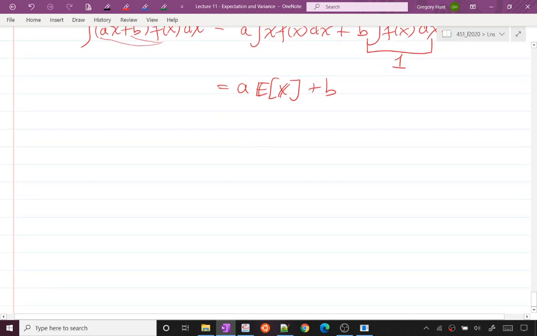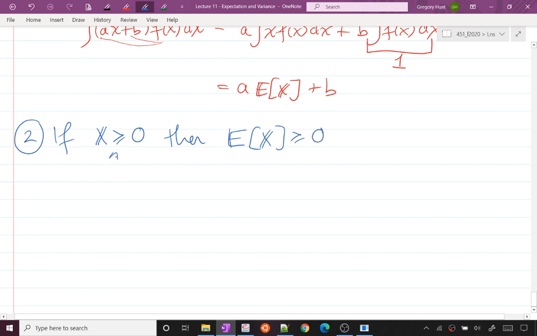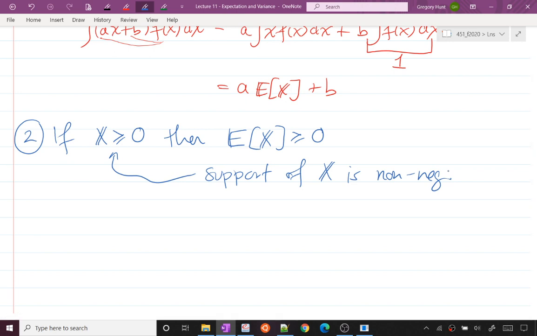Other nice properties, say property 2, is that if we have a random variable that is positive, say bigger than or equal to 0, then the expected value of X is correspondingly positive. What I mean here when I say X is bigger than or equal to 0, I mean that the support of X is non-negative, in the normal way. It has 0 probability of taking on, or 0 density of taking on, anything negative. And if that's true, then the expected value is also going to be non-negative.